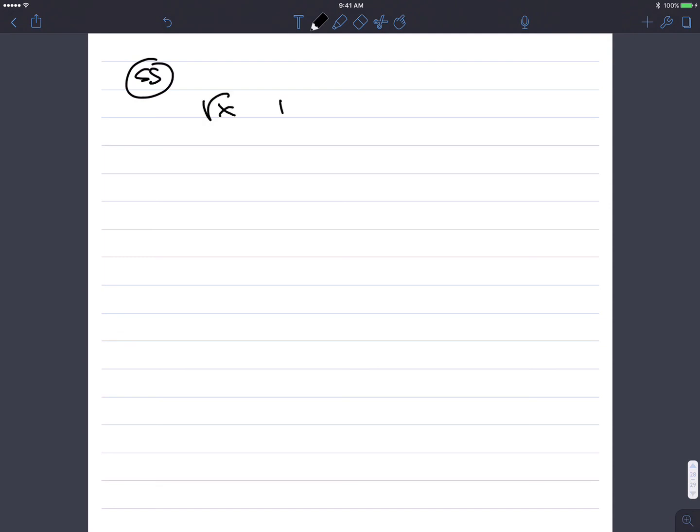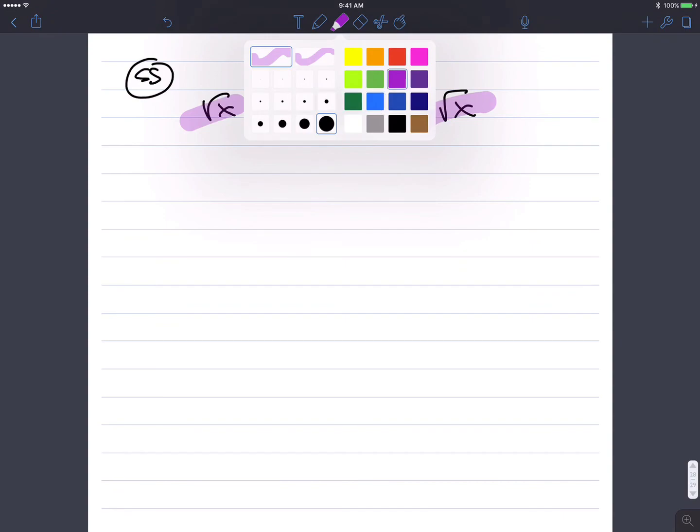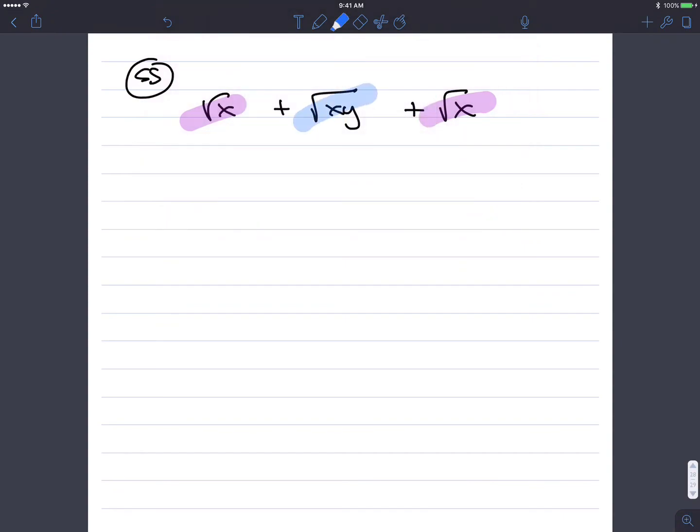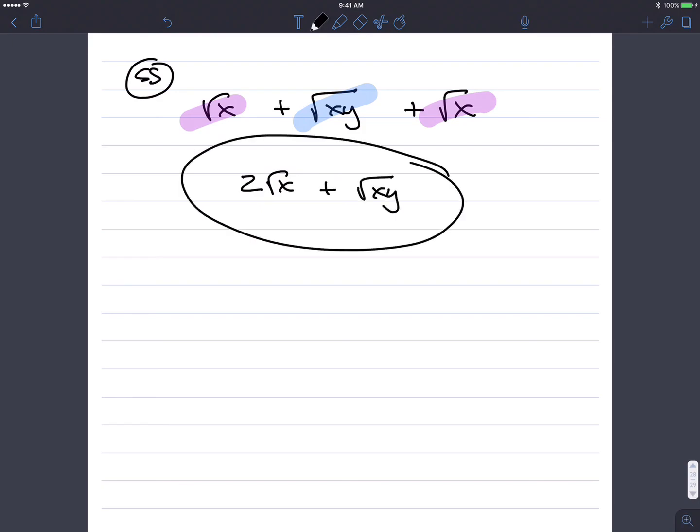The square root of x plus the square root of xy plus the square root of x. Have an apple plus another apple, and this middle term is something different. Call it a banana. I can only combine my apples, so I end up with 2 apples plus a banana. And we're done.